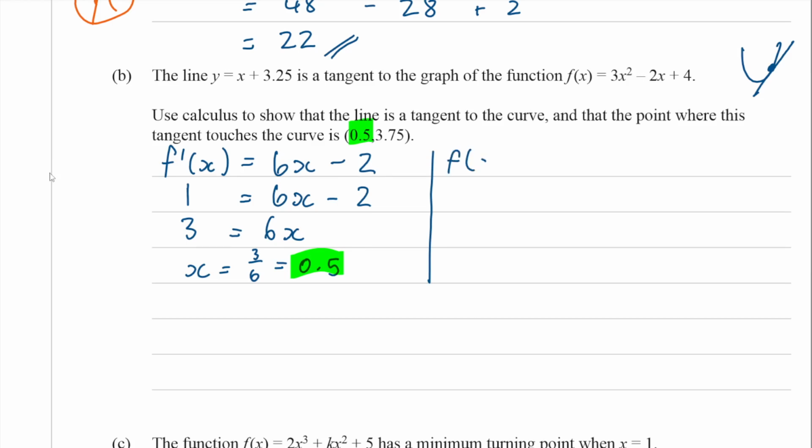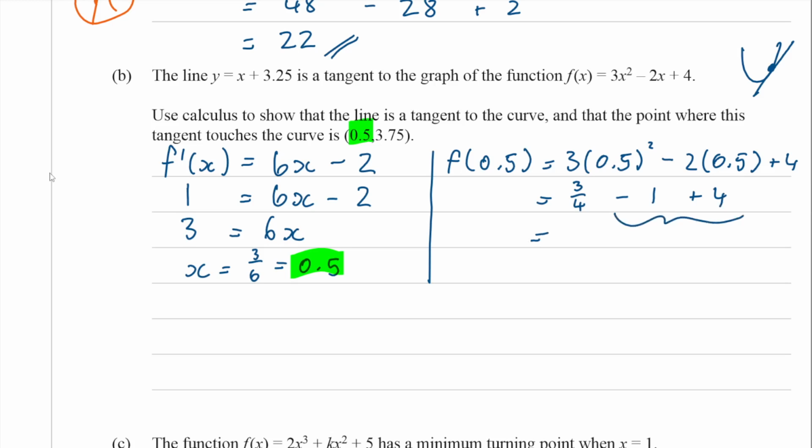So when we substitute 0.5 in for x, we get 3 times 0.5 squared, so that's a half squared, so that's a quarter, so we get 3/4, minus half, 2 times a half, which is 1, plus 4, which is, that's 3, plus 3/4, so that's 3.75, which is what we expected.